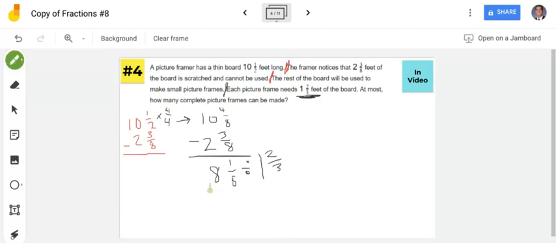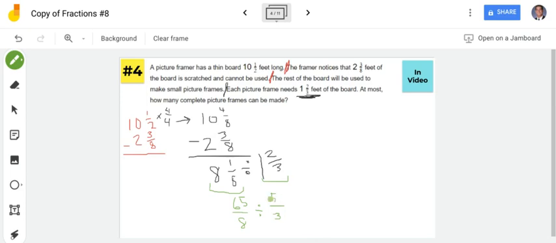So let's use the C method. 8 1/8, let's use the C method to make that improper. So 8 times 8 is 64. 64 plus 1 is 65, right? All over the original denominator of 8. Okay, now let's make 1 2/3 improper by using the C method. 3 times 1 is 3. 3 plus 2 is 5, right? All over the original denominator of 3. So 1 2/3 is the same as 5/3.